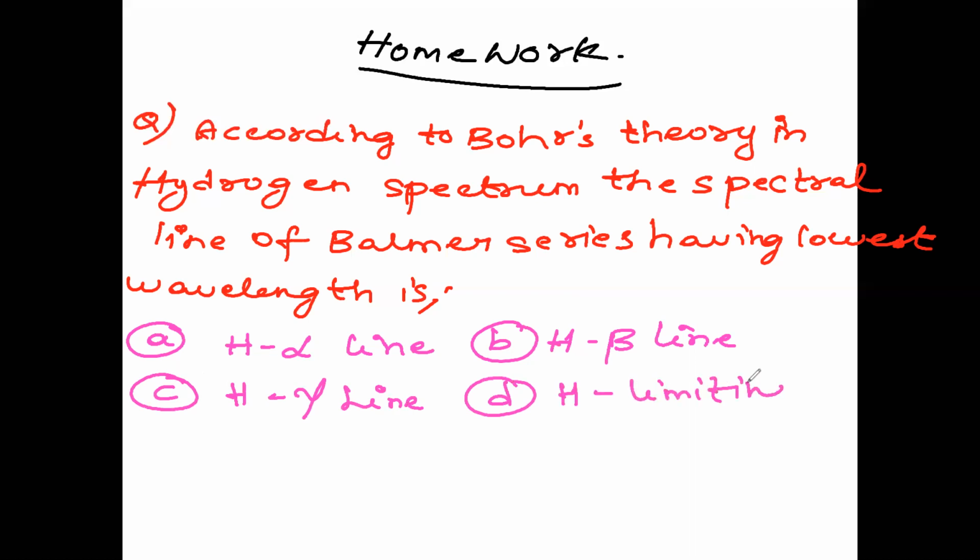So they're asking which is having lowest wavelength. Already we know the limiting lines have highest frequency and lowest wavelength. So the answer is H limiting line. Next question. Homework is given, it means you are supposed to write it in your classworks and do it.